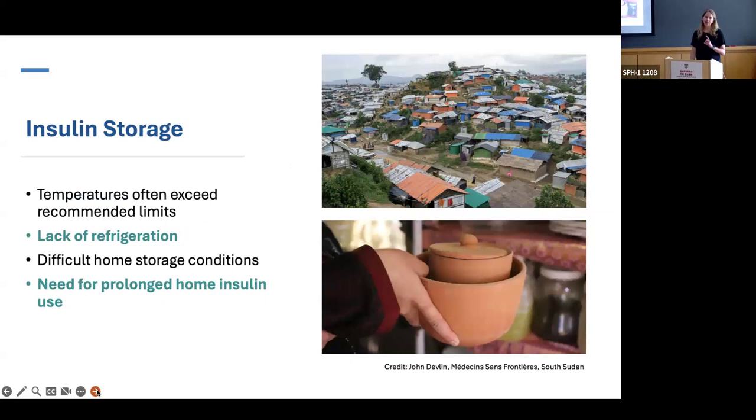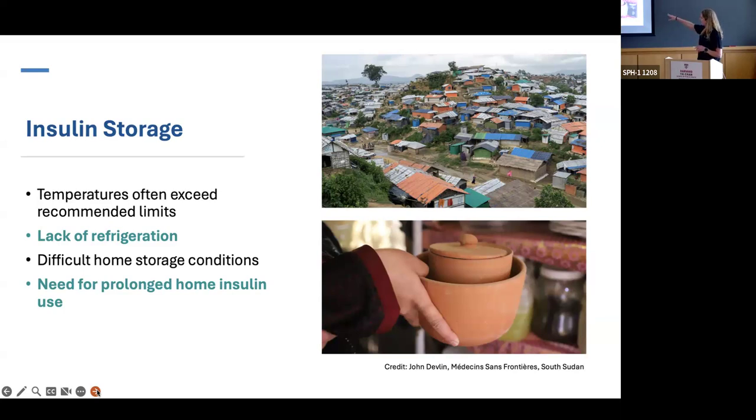One of the reasons why that is the case, and they won't provide it for home use, is insulin storage. So insulin needs to be refrigerated, ideally speaking. But as you'll see here, a lot of parts of the world where these humanitarian crises occur do not have refrigeration, and it's oftentimes hot. And so, where are you going to store the insulin?